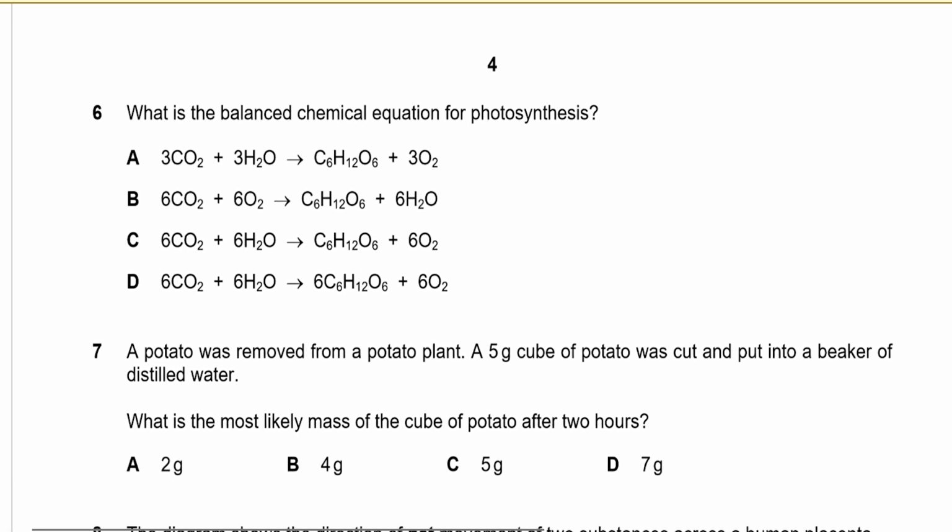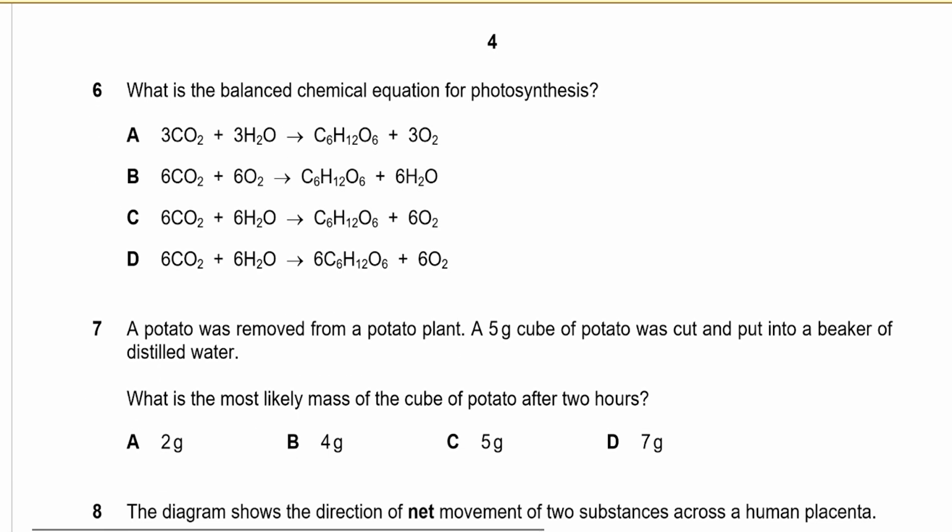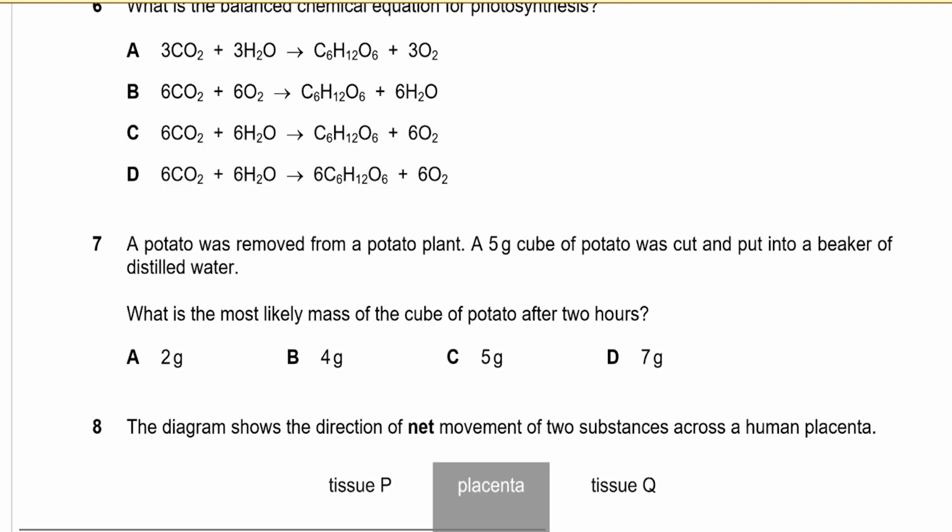Number 6 says, what is the balanced chemical equation for photosynthesis? Now we know that photosynthesis is a process in which carbon dioxide reacts with water to give us glucose, which is C6H12O6, plus oxygen. It's 6 oxygen, as we have 6 molecules of water and 6 carbon dioxide as well. So from our choices, the equation would be C.